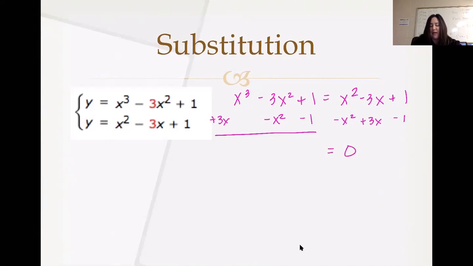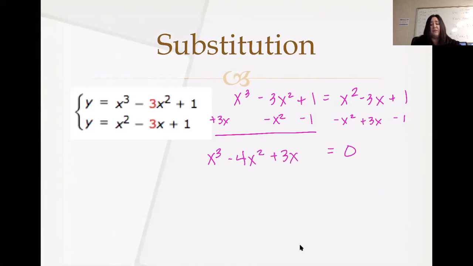So all of these on the right cancel. That's going to leave me with x cubed. Then if I combine my x squareds, I'm going to have minus 4x squared. And then I would have a plus 3x, and your 1 and your -1 will cancel.